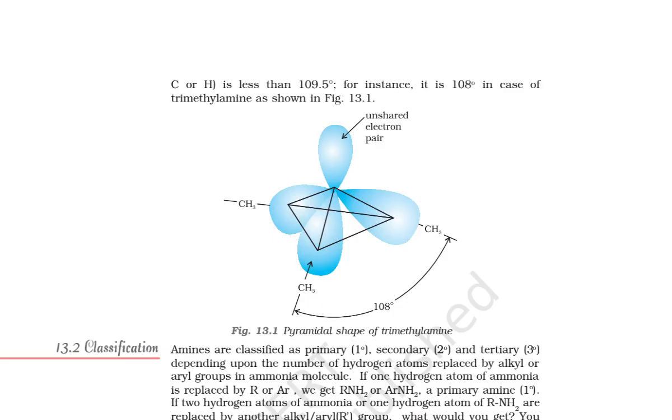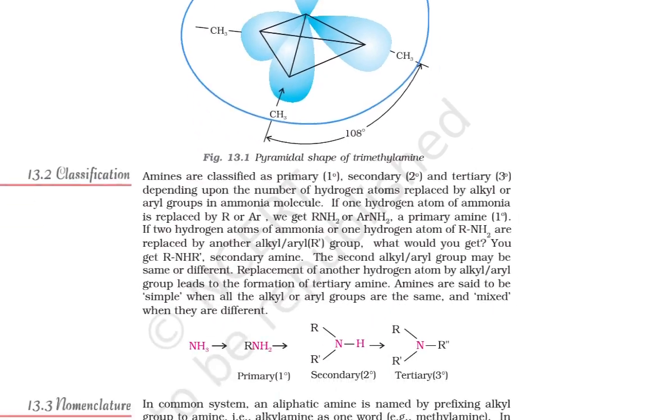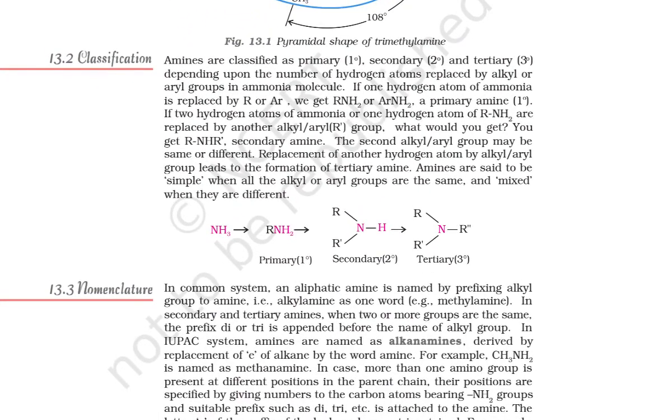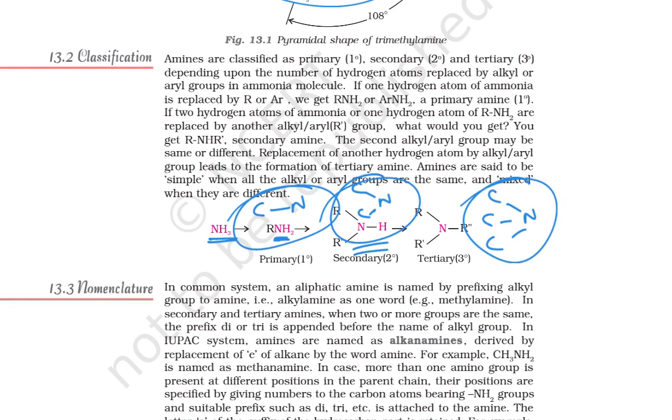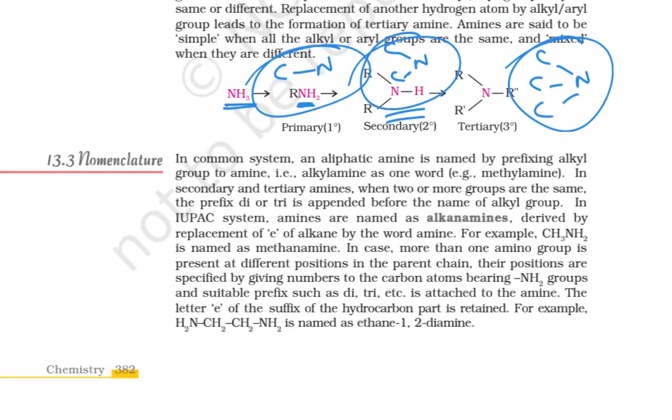This I explained to you. Next we go for the classification. Look here, this is your ammonia. This is your nitrogen bonded with one carbon. Here the nitrogen is bonded with two carbons. Here the nitrogen is bonded with three carbons. If it is one carbon, that is primary, if two carbons, secondary, if three carbons, that is tertiary. Clear? Right. Next we go for the common name system.